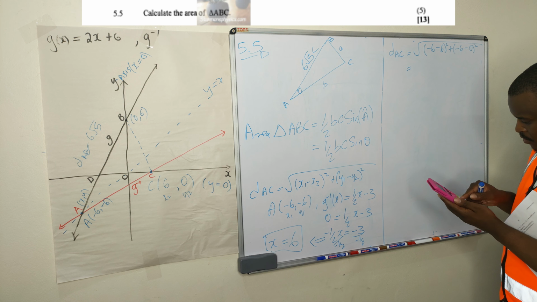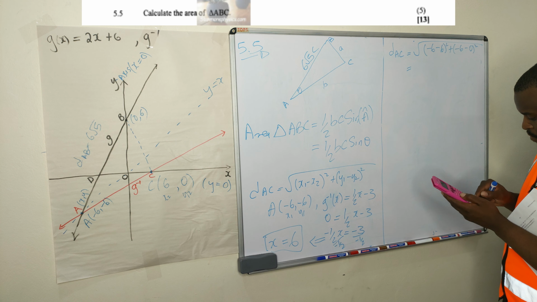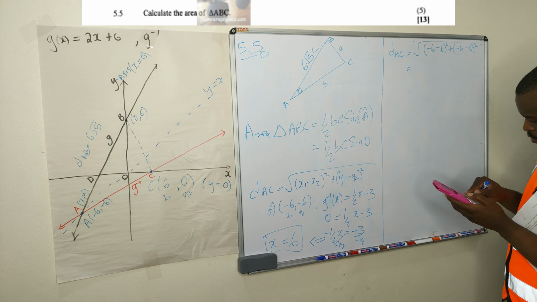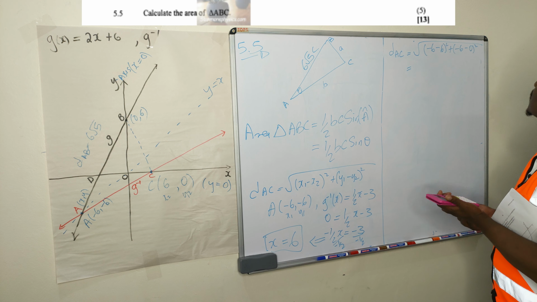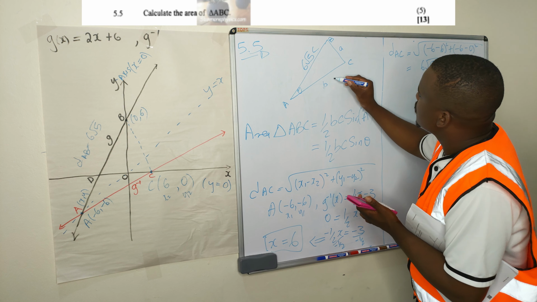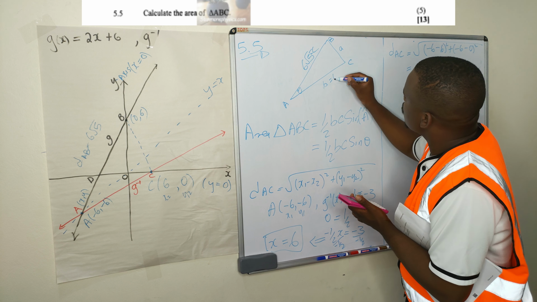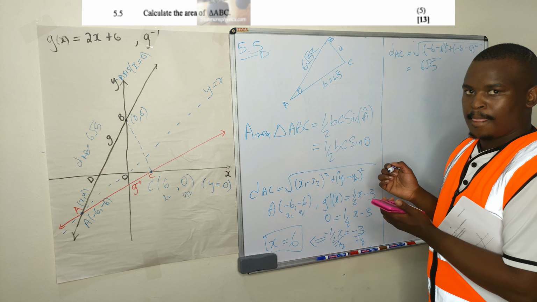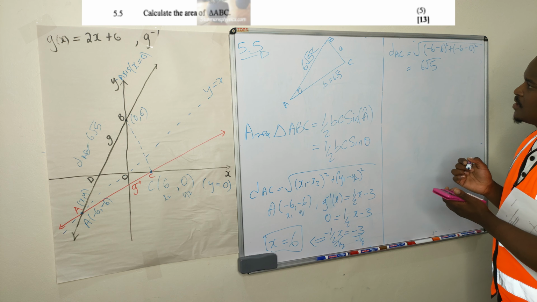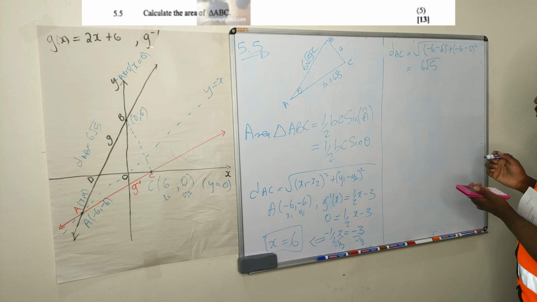Square root of (-6) all squared plus (-6 - 0) all squared. This is 6 root 5. So this side is also 6 root 5, right? So this side is also 6 root 5.